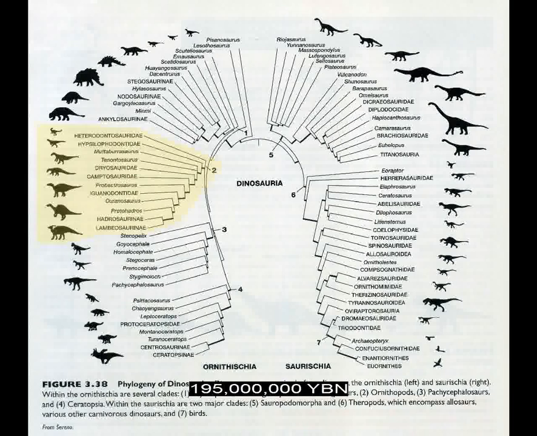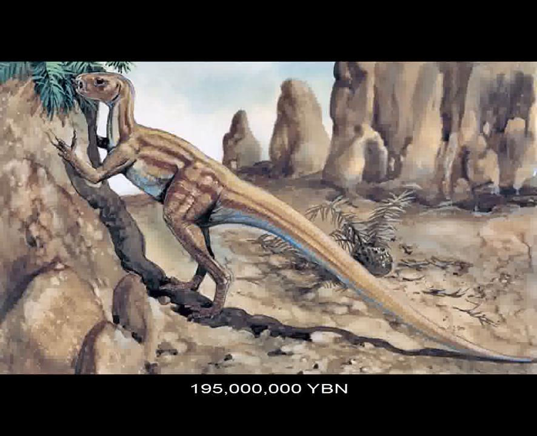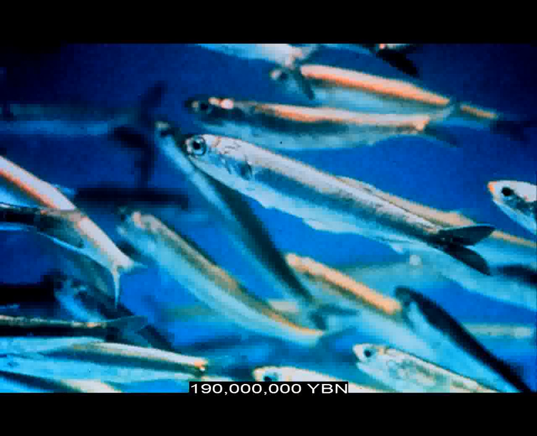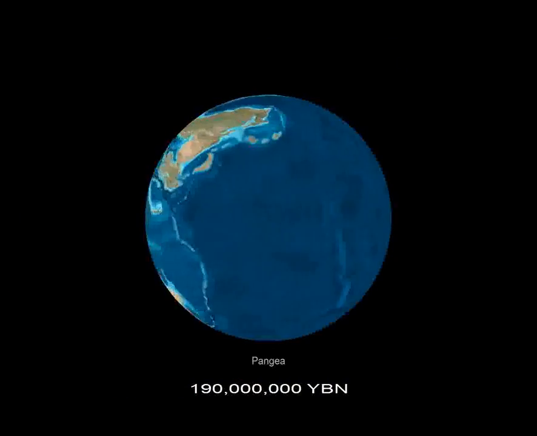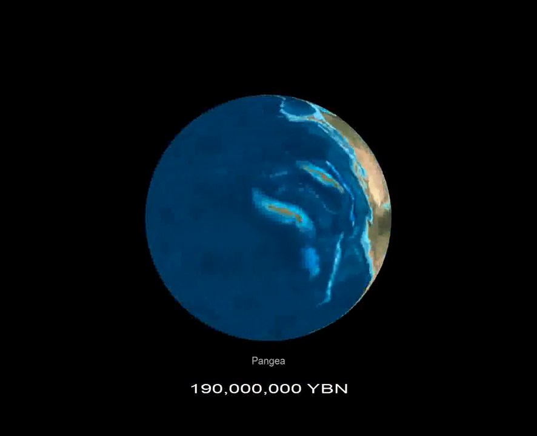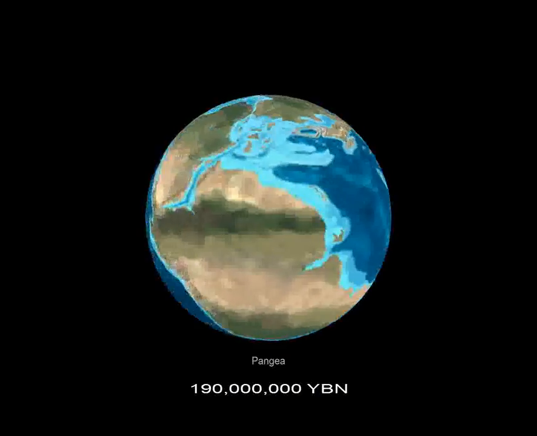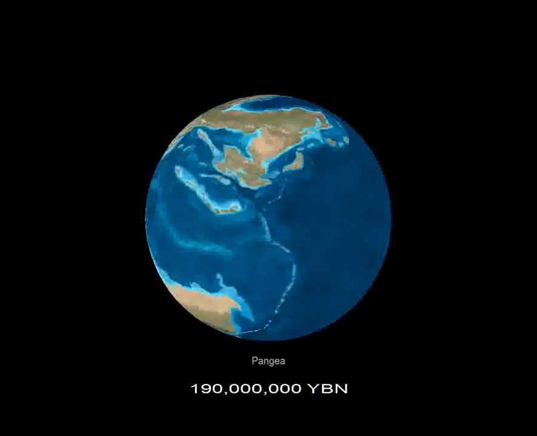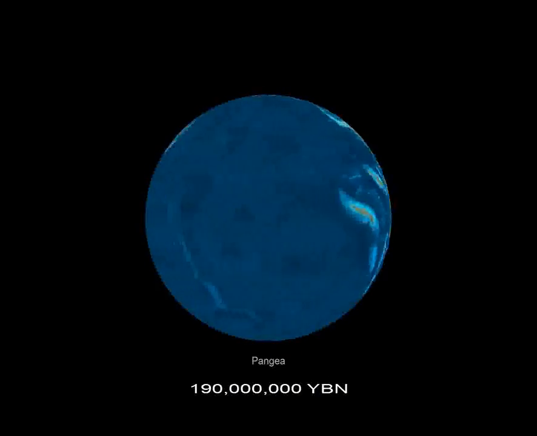The Ornithischian Ornithopoda evolve. The duck-billed dinosaurs, ancestor of the hadrosaurs. The teleosts, herrings, and anchovies evolve. The supercontinent Pangaea splits into Laurasia and Gondwana. The northern part, Laurasia, will form North America and Europe. The southern part, Gondwana, will form South America and Africa.